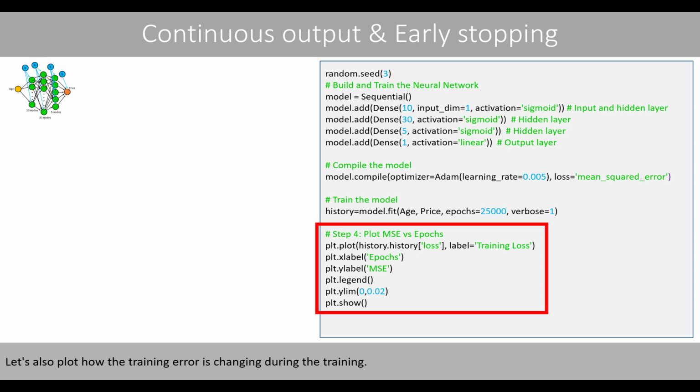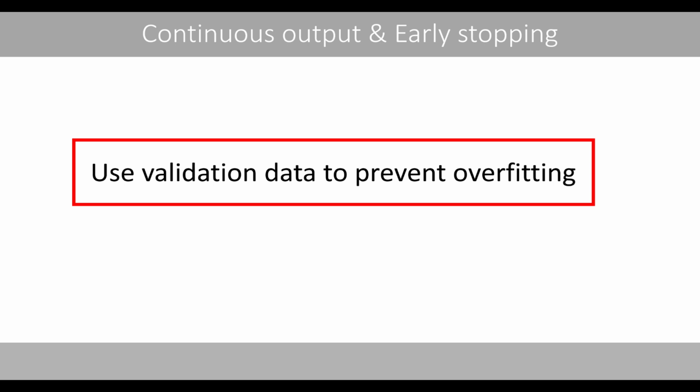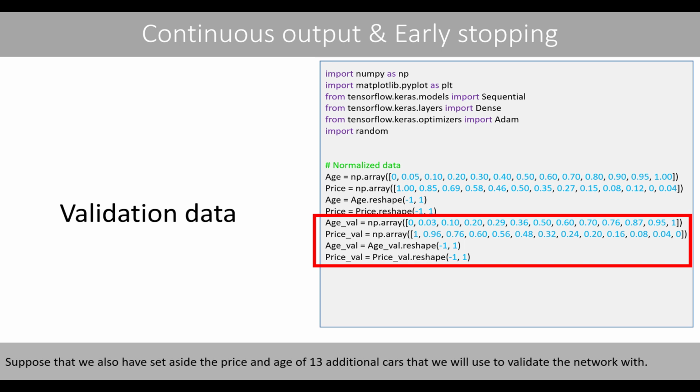Let's also plot how the training error is changing during the training. We see that the training error is almost 0 after about 20,000 epochs. Suppose that we also have set aside the price and age of 13 additional cars that we will use to validate the network with.